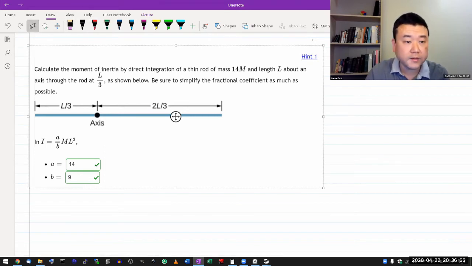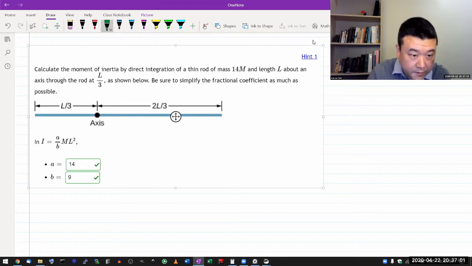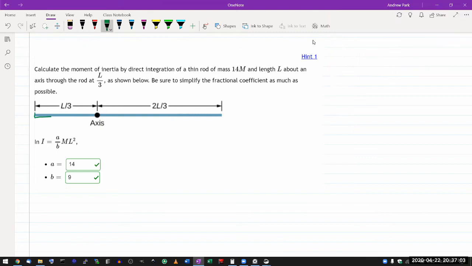I like to do it as a kind of representative piece first. So I have this entire rod, and the idea here is that I can be looking at basically any portion of this rod. So let me just take a piece here. And I can parameterize this piece, as in I can refer to that piece by its coordinate position, location x.